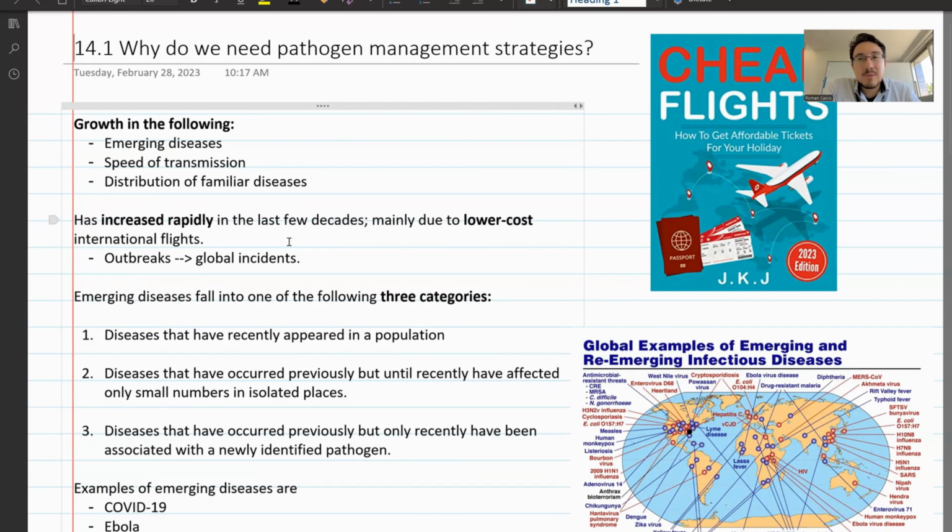in the last decades, if we were to compare it to the whole time of modern civilization. And one of the main things responsible for this is the idea of low cost flights, cheap flights. Low cost international flights have greatly had a correlation with outbreaks and global incidences of different pathogens.